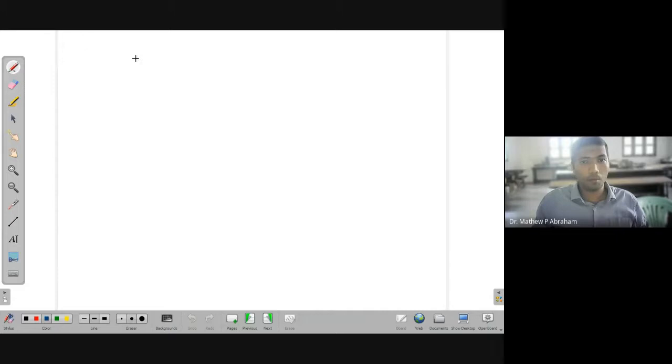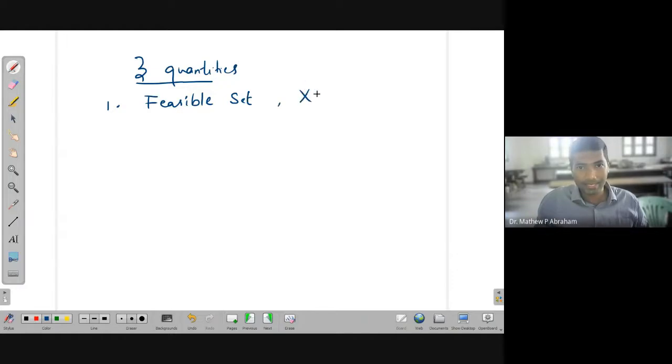In an optimization problem, you basically need three quantities. At least these three quantities are required. I'll go a little slow. One is the feasible set, which I'll represent as capital X. It is a set which contains the set of possible actions. I can either select one action or another action, and so on. So it is the collection of all the actions.